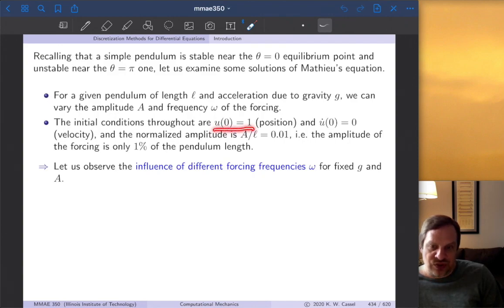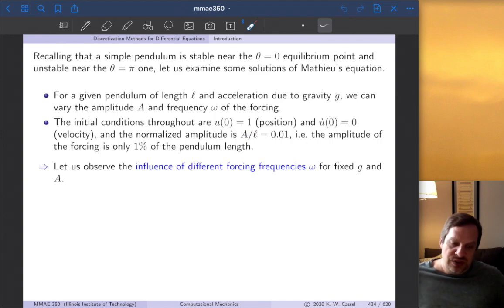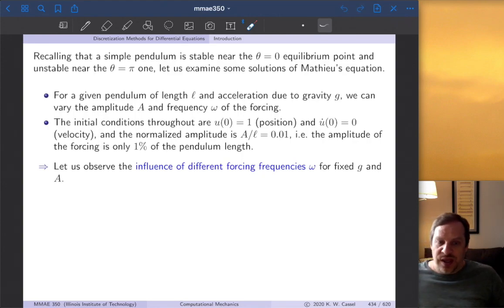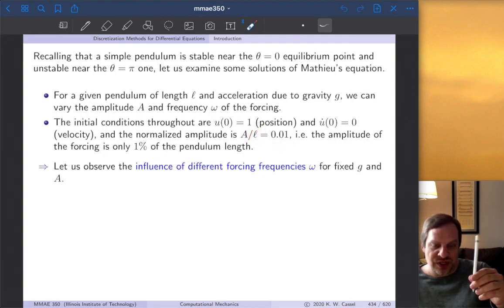So U at t equal to 0 will be 1, that's the position, and U dot at t equal to 0 will be 0, that is the velocity. So 0 velocity and a position of 1. Essentially, we're going to take our pendulum, move it to a particular position which corresponds to 1, and just let it go, and then it goes back and forth. A over L is going to be 0.01, the ratio of the amplitude of oscillation to the length of the pendulum, so it's 1%. The amplitude of the forcing is only 1% of the length of the pendulum.